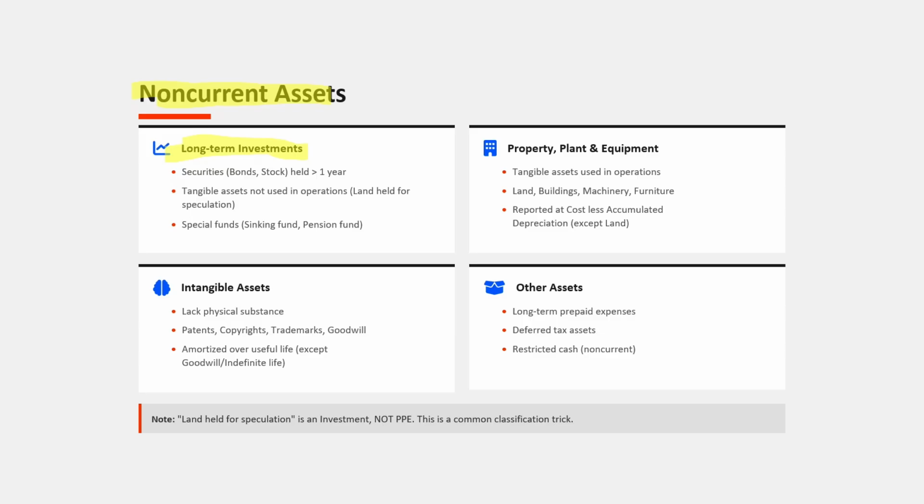One example could be land held for speculation, which the exam likes to ask. Our special funds, such as a pension fund or sinking fund, would be included in that. The second group is property, plant, and equipment. Those are the tangible assets used in the operations, and we must remember that they are always reported net of accumulated depreciation. Of course, there's an exception here, which is the land. Why? Because we do not depreciate land.